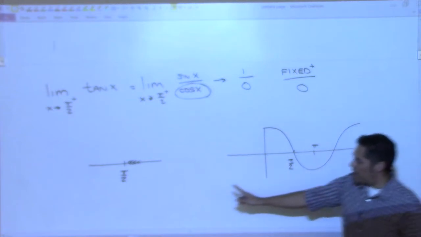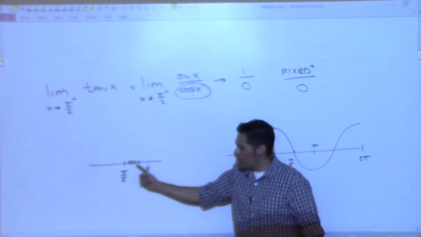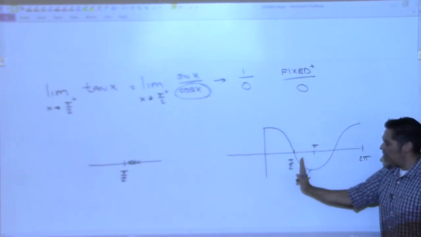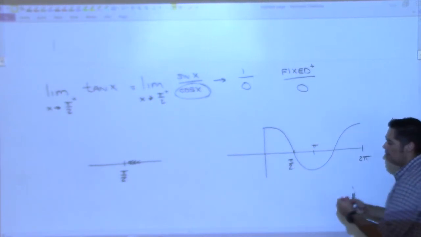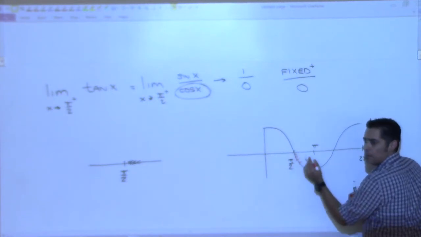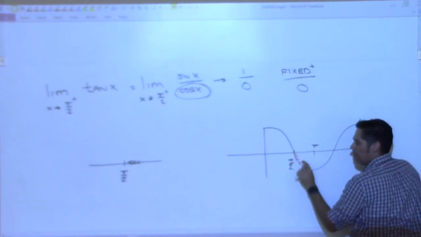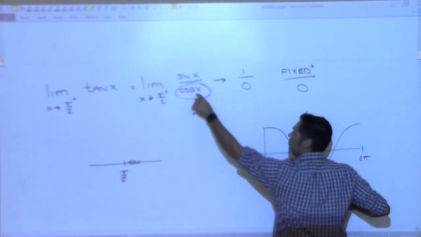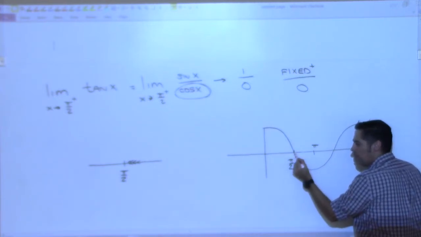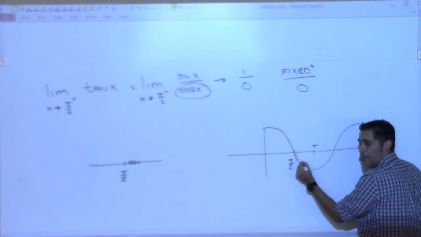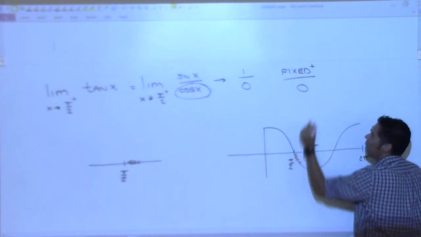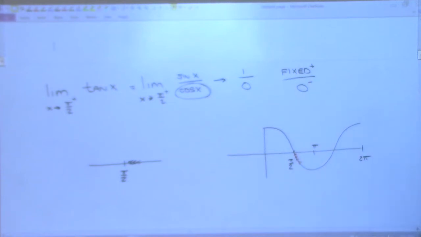Which side are we approaching pi over 2 from? From the right. So on this graph, if we're on the cosine function, we're approaching pi over 2 from the right. We're coming in like this, aren't we? And when we're here, the value of cosine is approaching 0. But these little guys are below the x-axis, aren't they? So they're negative numbers. Since these are all negative numbers, those are little negative numbers as they go in.